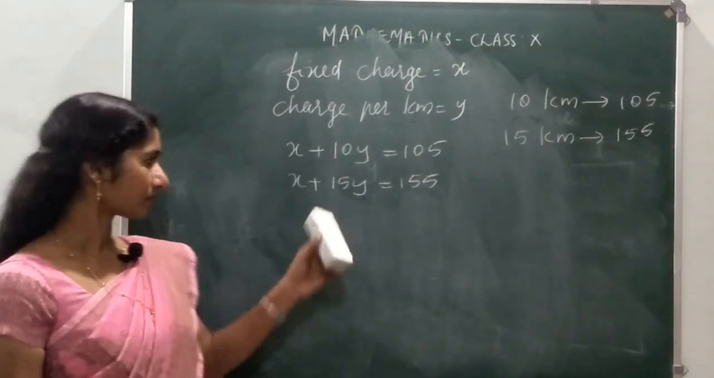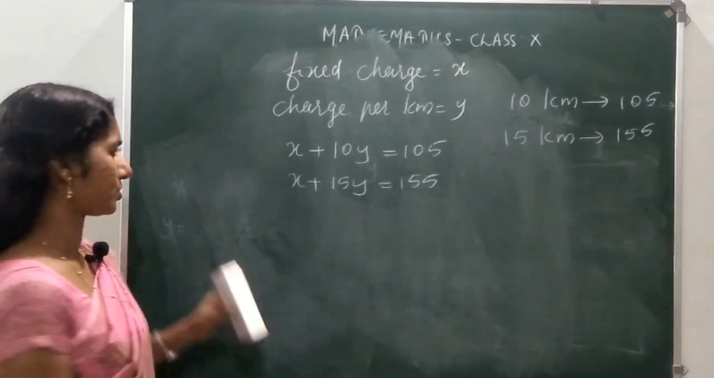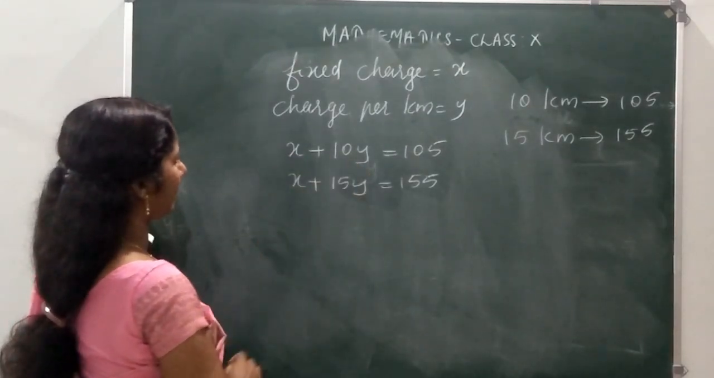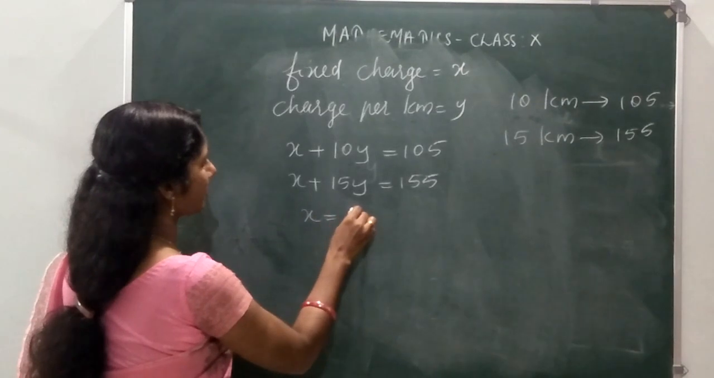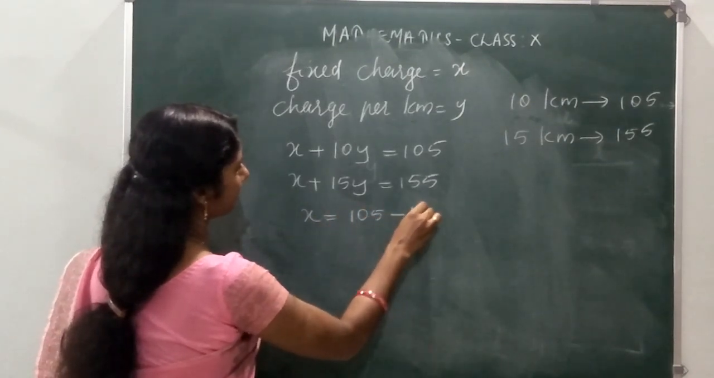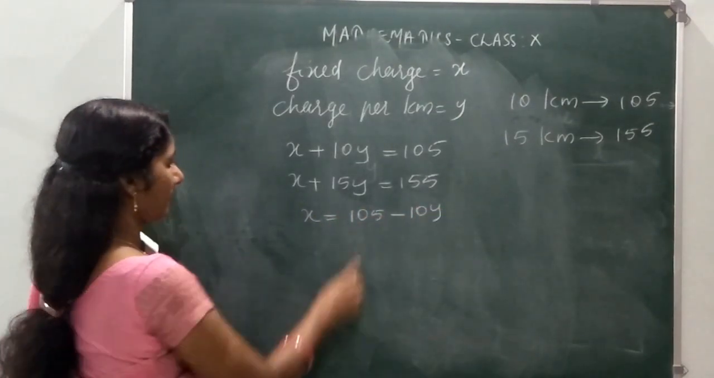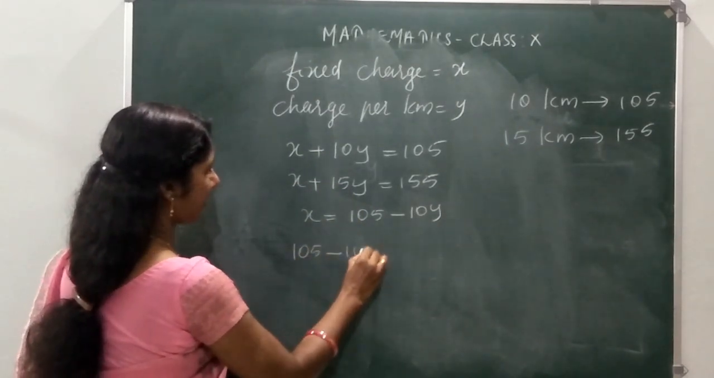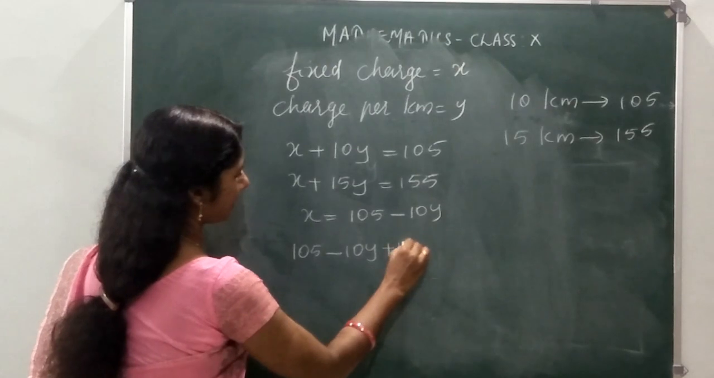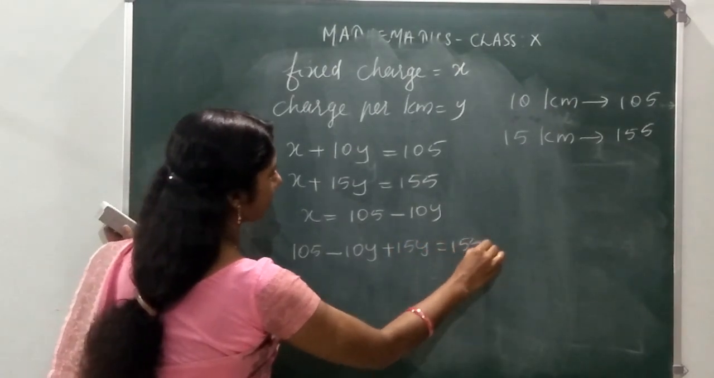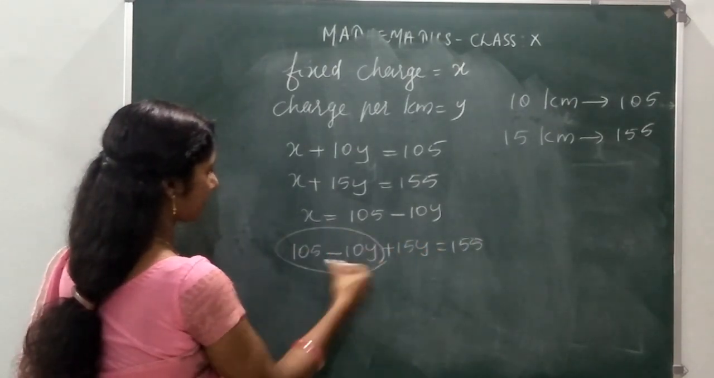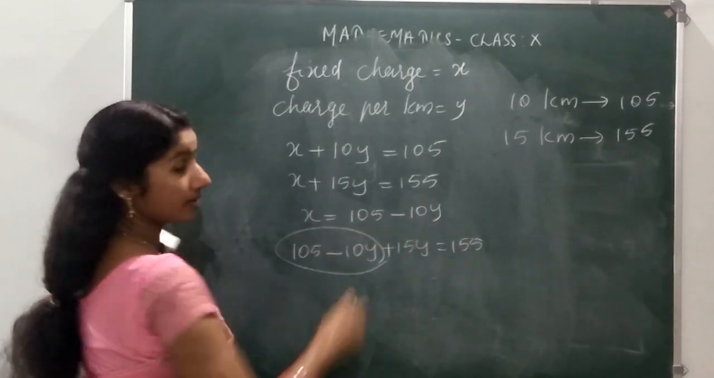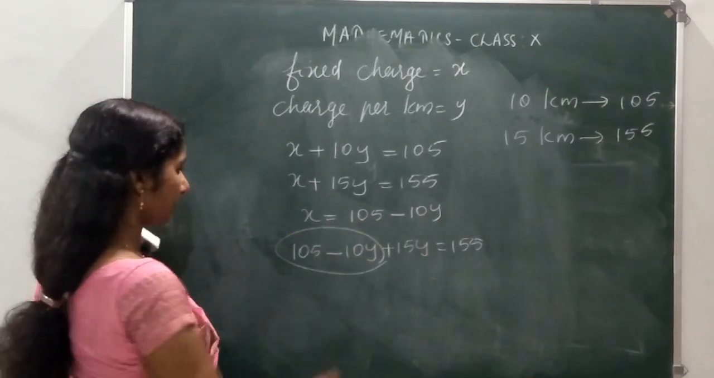Okay. So we can solve it by using the substitution method. From the first equation, x is equal to 105 minus 10y. Put this value in the second equation: 105 minus 10y plus 15y equal to 155. See, x is replaced with 105 minus 10y.